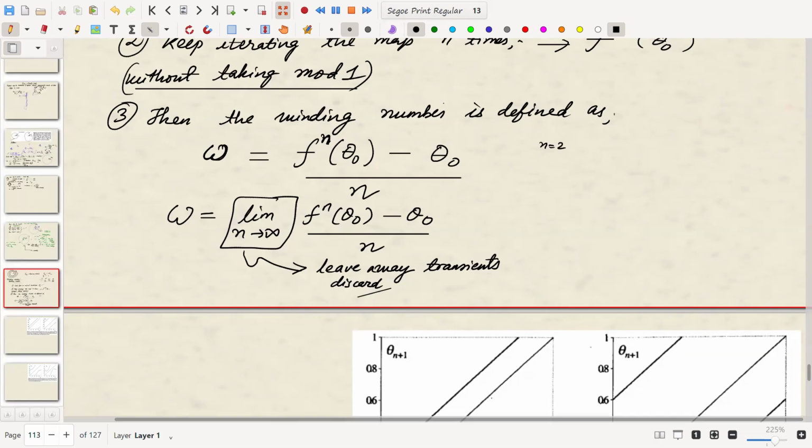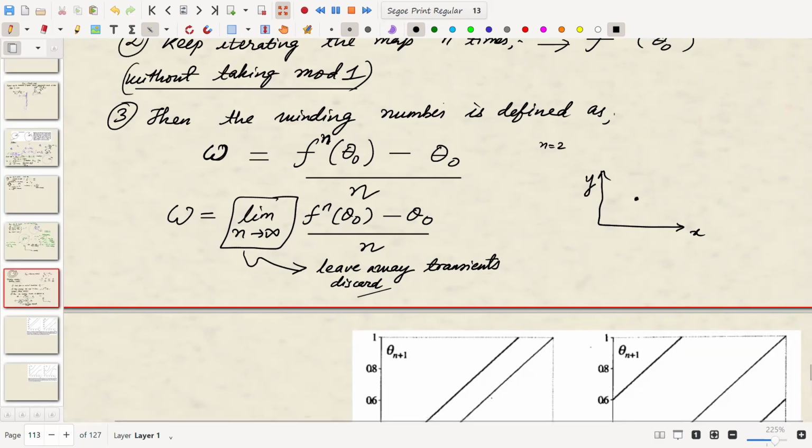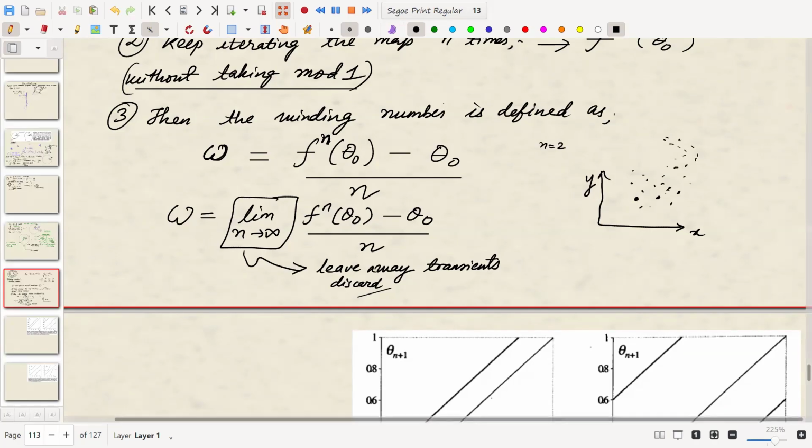So when you plot the chaotic attractor of the Henon map, this is the XY plane, isn't it? What do you do? You start from any initial guess, go to the next point, go to the next point. It will hop randomly somewhere like here. Then slowly it will start forming this pattern, isn't it?